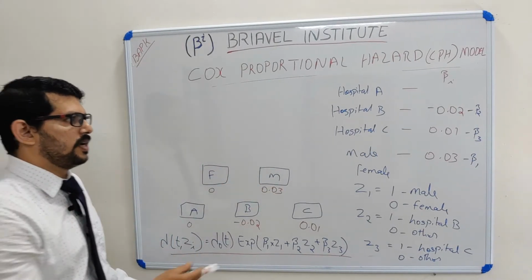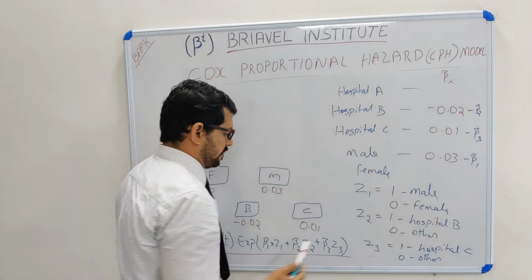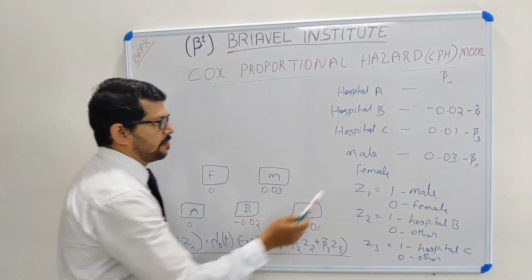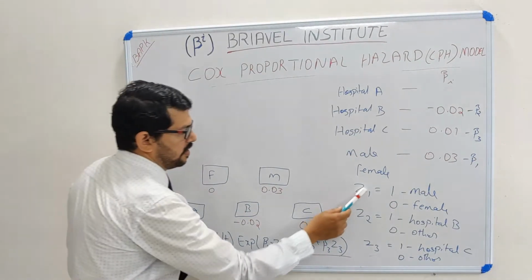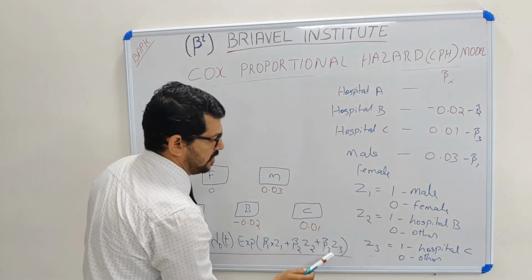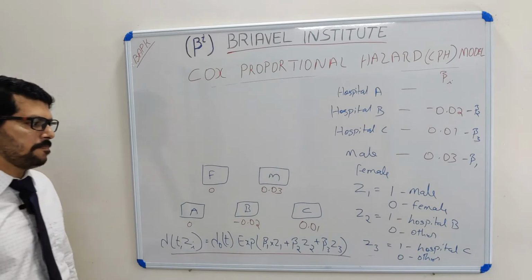How to select beta 1 and beta 2? Wherever this regression value is there, I have to select here. Beta 1 is here, male, Z1 is given and Z2 is given and Z3 is given.